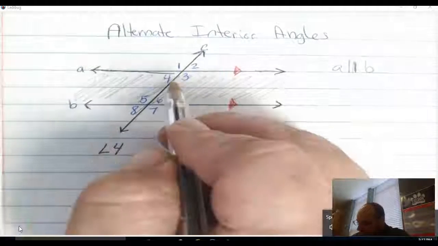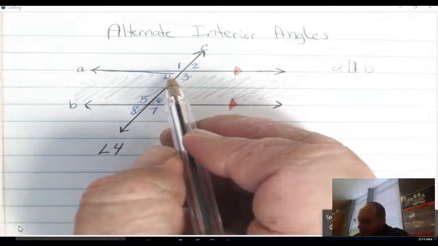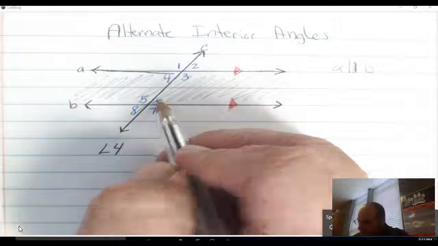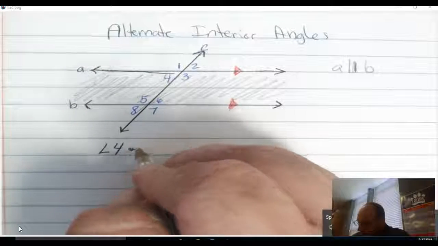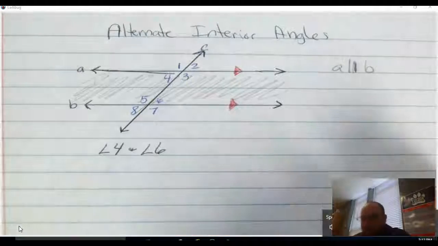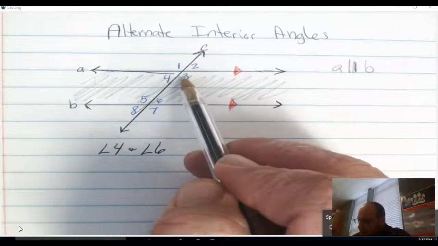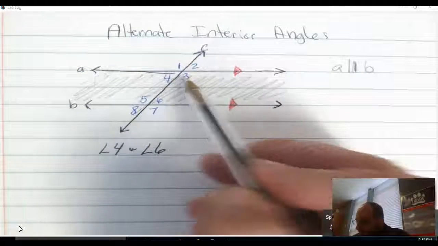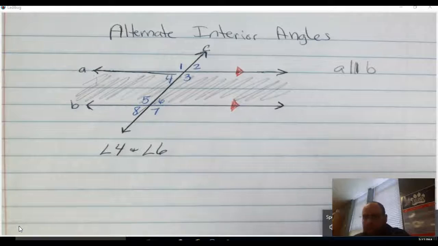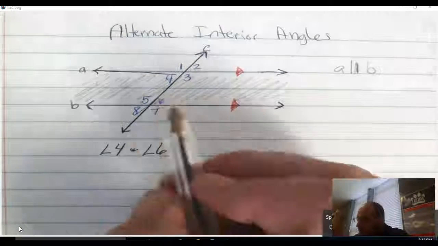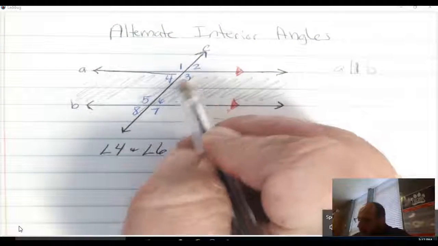So for example, angle number 4. The alternate interior to angle 4 would be 6. So 4 and 6 are alternate interior. 4 and 3 are not alternate interior because they are next to each other, or adjacent to one another. All right. The other pair of alternate interior angles would be 5 and 3.